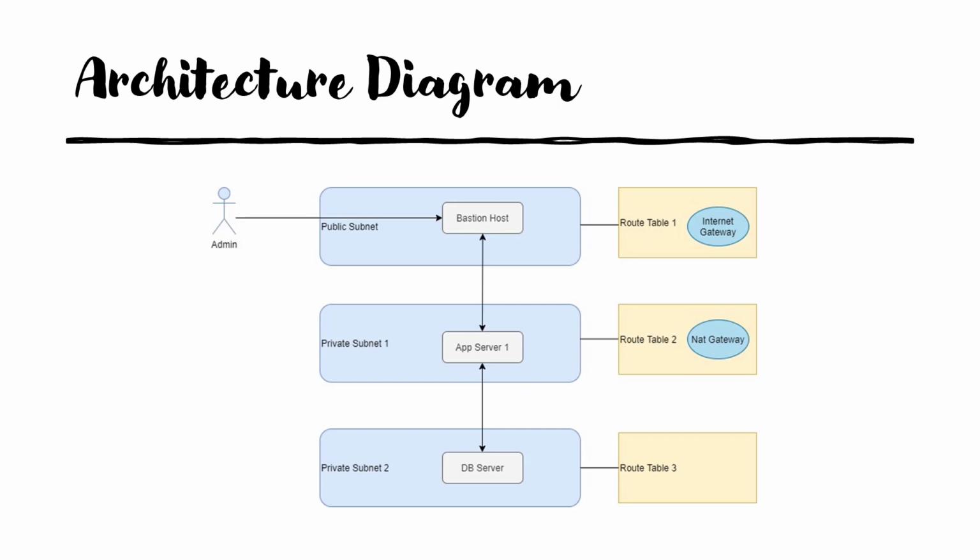The administrator first logs in to the bastion host, then SSHs to app server 1 and from app server 1 SSHs to the DB server. This is the only way to install any software packages on the DB server. So first the administrator needs to log into app server 1, download the software package, copy the same software package to the DB server and then manually install it.